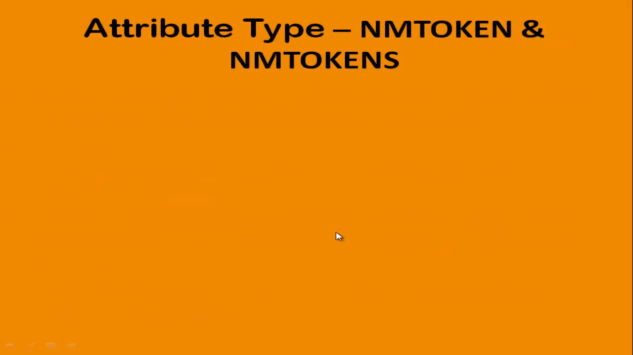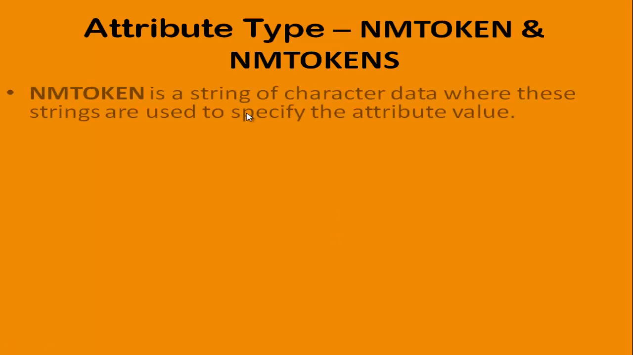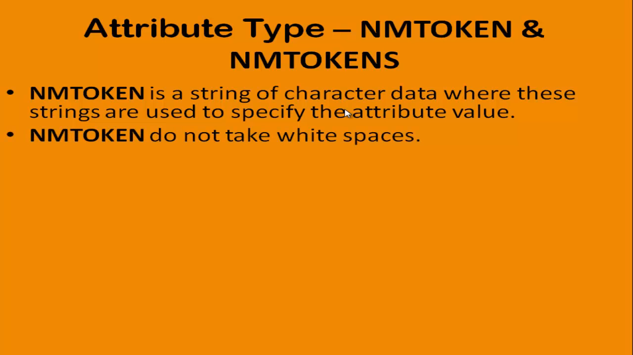Our next attribute types are NMTOKEN and NMTOKENS. So what does this do? This NMTOKEN is a string of character data where these strings are used to specify the attribute value. So it means I can specify any string-related character data inside my attribute value. But the important point is that this particular NMTOKEN must not contain any white spaces. It means a normal space. You can't provide spaces in the attribute values.